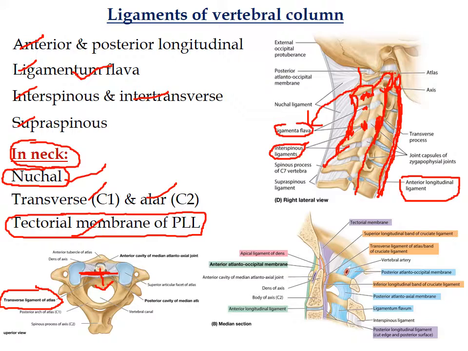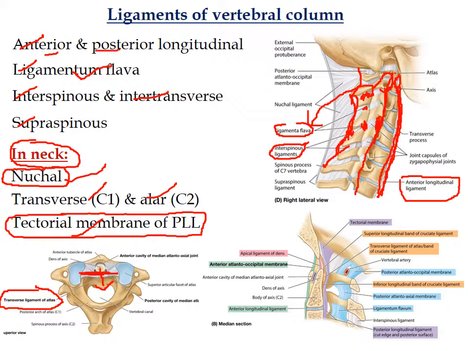In the axis we have one more ligament, called the alar ligament. Okay, that is called the alar ligament. We already talked about the tectorial membrane. So that's all about the ligaments.